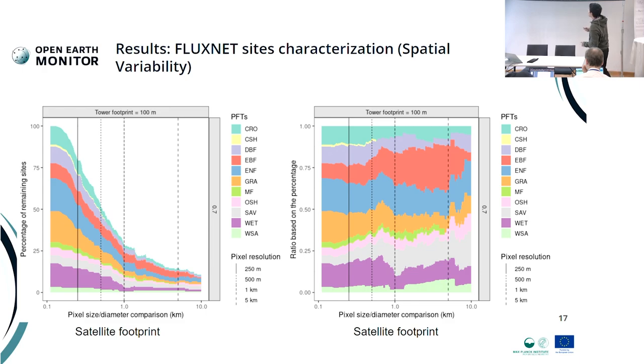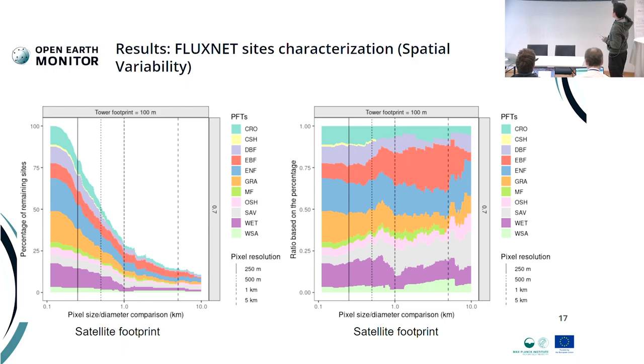We also compute this considering all the PFTs, that's why you have it on the left side. And then we notice that the proportion of different PFTs for a certain pixel resolution is not necessarily stable. You see, for example, that there are some moments where the number of sites increase again. That means that there are more pixels available with the same vegetation signal for that site. And that's why we have here the ratio based on the percentage that basically tells us, for this specific resolution, how many sites we have from different PFTs.